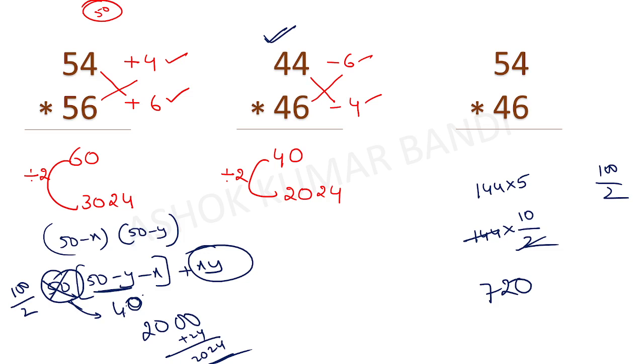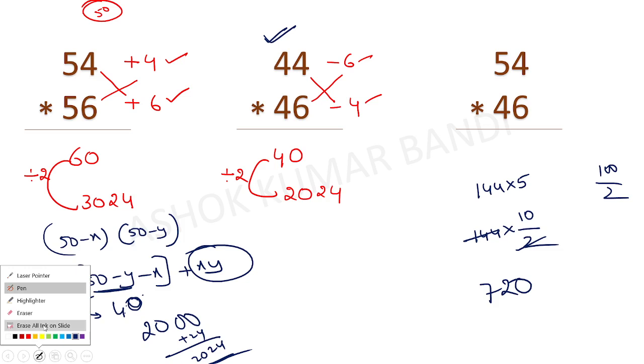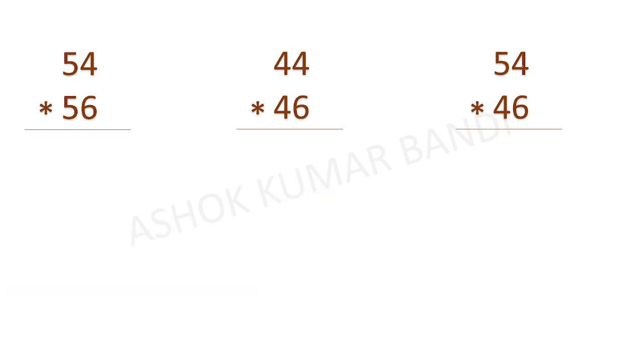Okay, now let's solve the last one, then we will move on to the next technique. 54 multiplied by 46. This number is 4 more than 50 and this number is 4 less than 50. So 54 minus 4 or 46 plus 4. You are going to get 50. What you need to make it? Half, that is 25. Right? Next, if you have the same signs, you can simply replace in the last two digits.